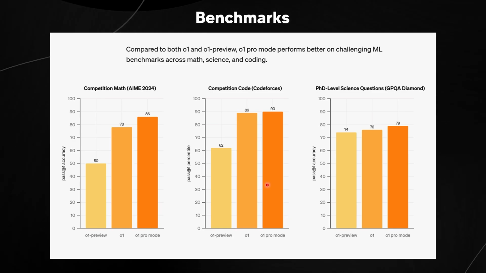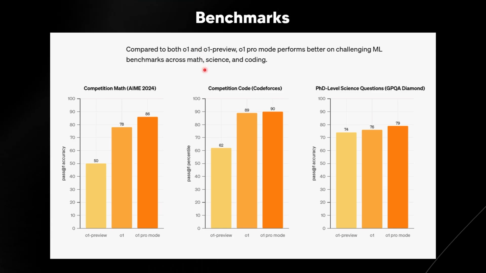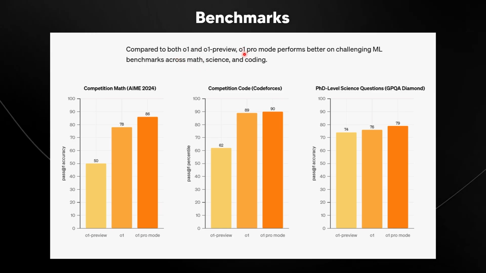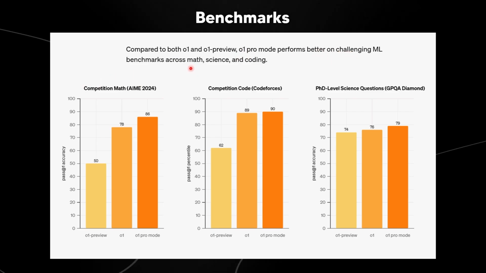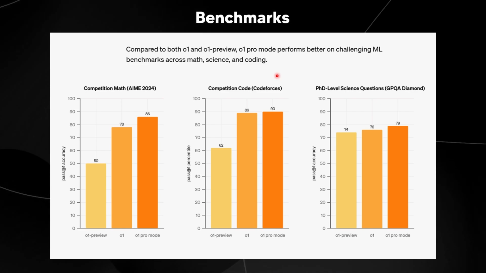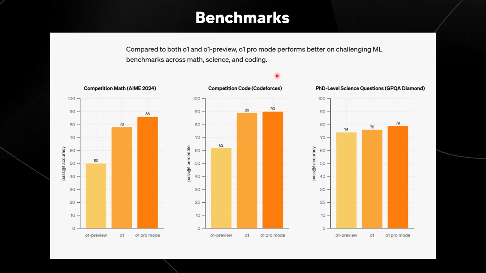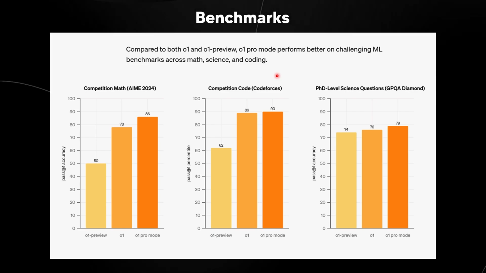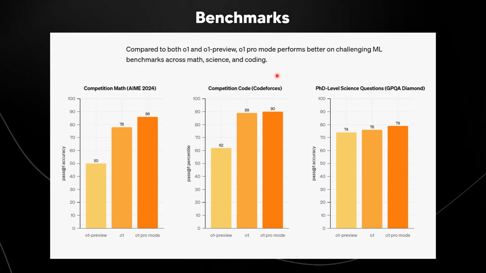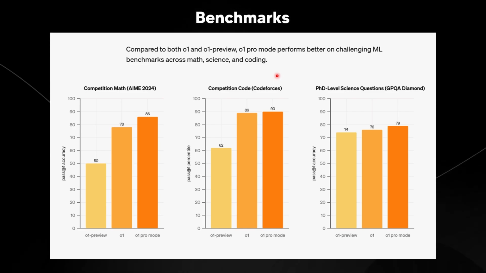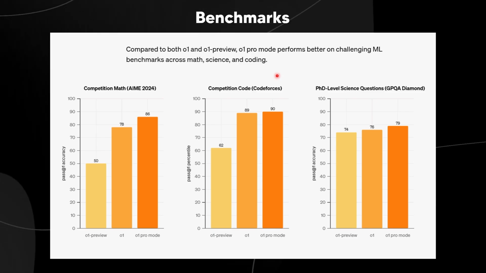So now when we actually look at what Pro mode is, you can see that compared to both O1 and O1 preview, O1 Pro mode performs better on challenging machine learning benchmarks across math, science, and coding. So if you're someone that isn't frequently engaging in math, science, and/or coding, you don't really want to use O1 Pro mode. That means you're not going to be getting the most out of your money if you actually upgrade and you're not engaging in any of these areas.